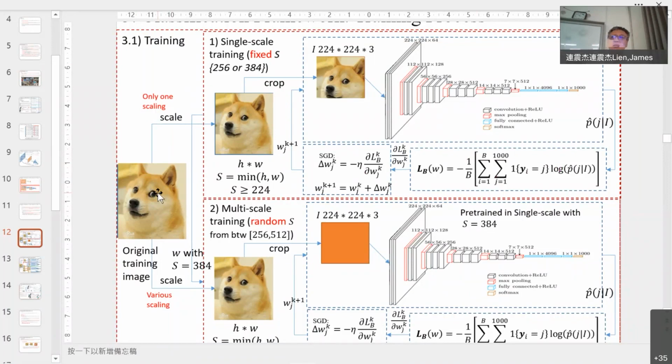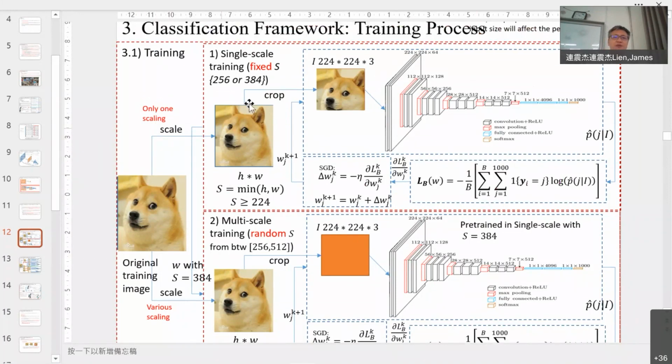But for the test, sorry, I'm wrong. For the test, you can do one image, or you can do the same three images and get a result, then do the average. Back to here, for the training, each image has three scales, the original scale and two other scales, and you crop, so the same image size is input for the training.